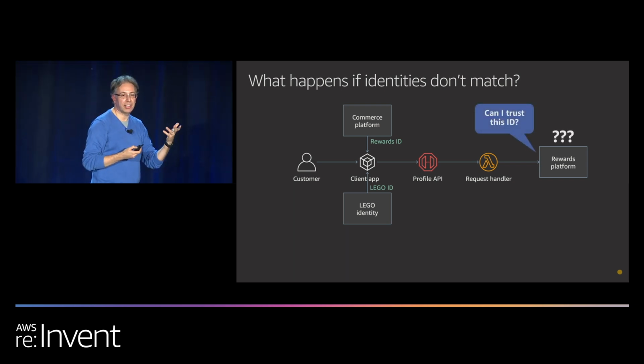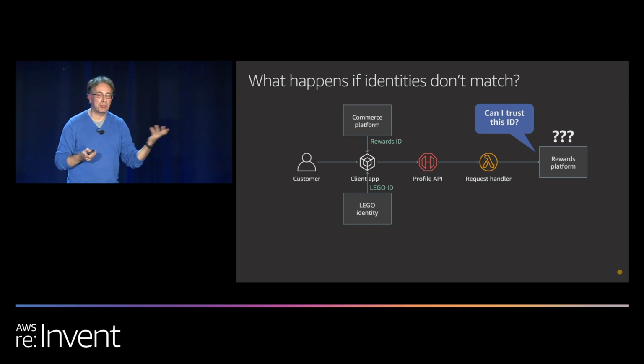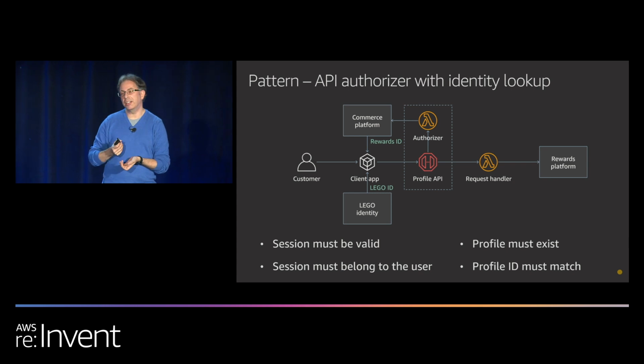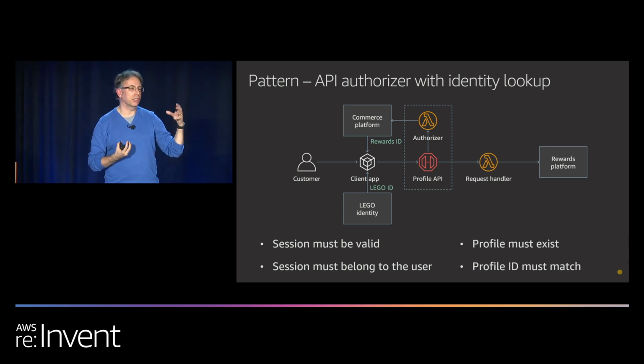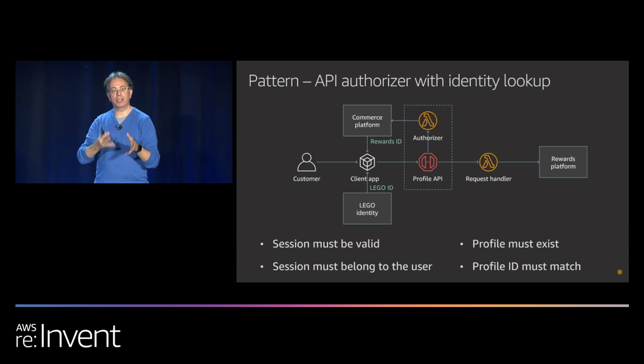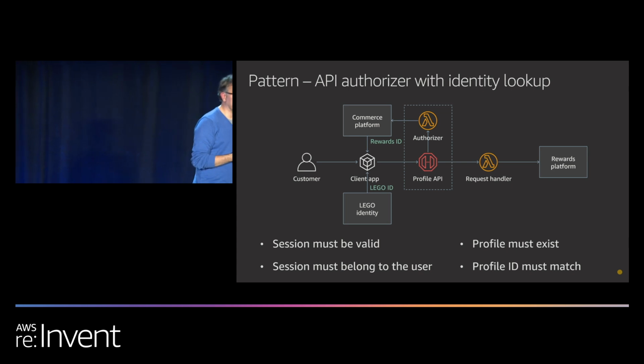Is this really the right user for this rewards ID? Maybe I have a user with two different identities. So the solution here, and this is a very nice trick, is to use a Lambda authorizer. With the API Gateway, you can use a Lambda function as an authorizer, so it can check the payload of the request and validate without authenticating and authorizing the user to call the API.